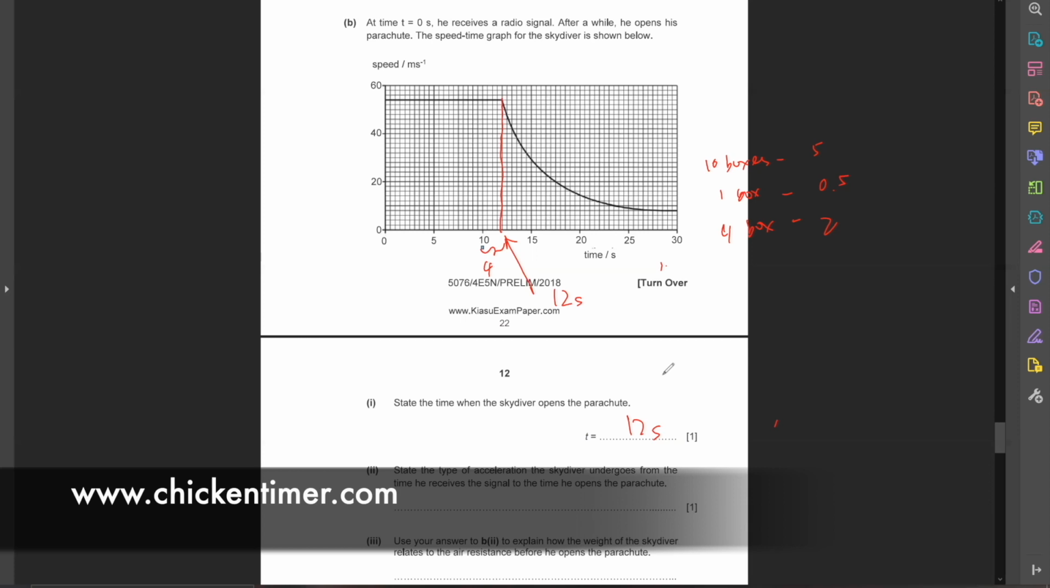State the type of acceleration the skydiver undergoes from the time he receives the signal to the time he opens the parachute. What do they mean by type of acceleration? It means increasing acceleration, decreasing acceleration, zero acceleration, no acceleration, etc.